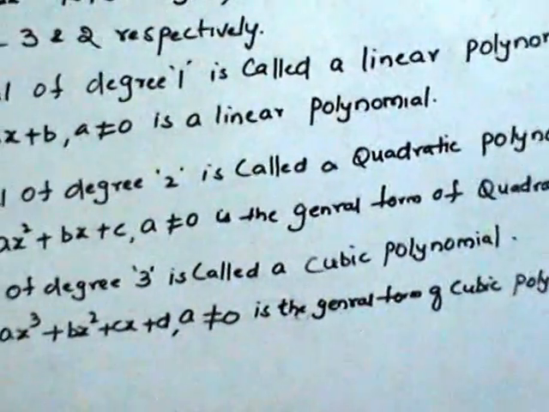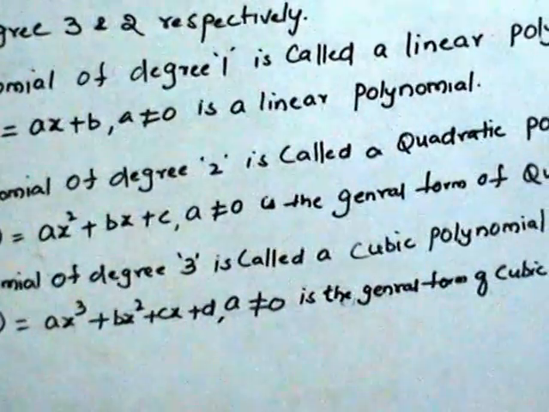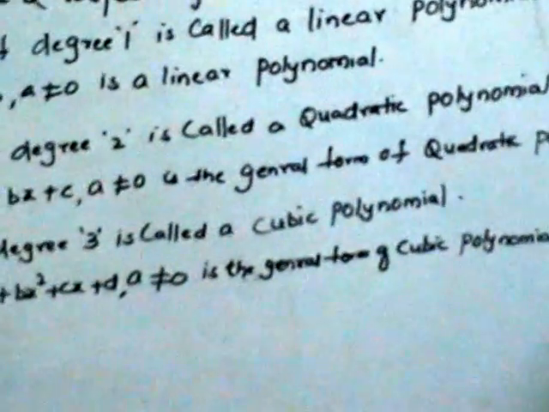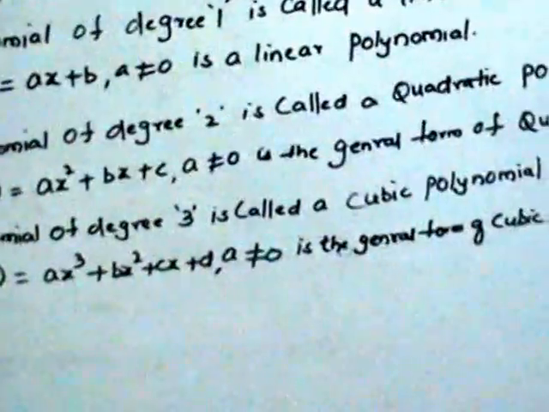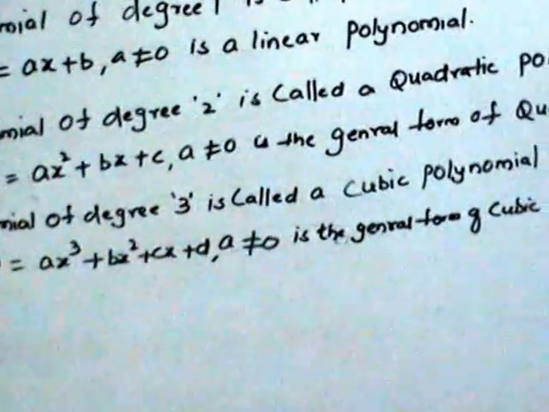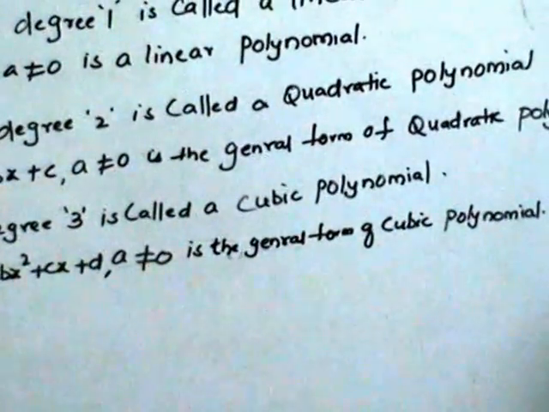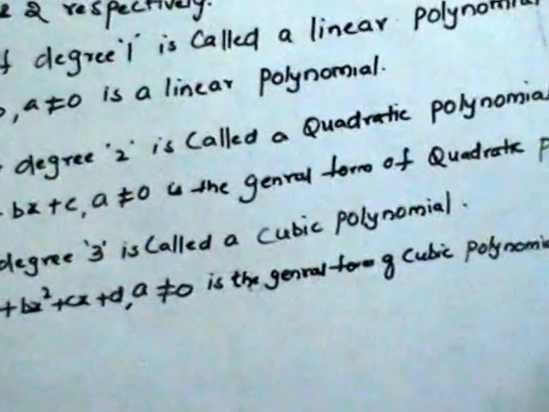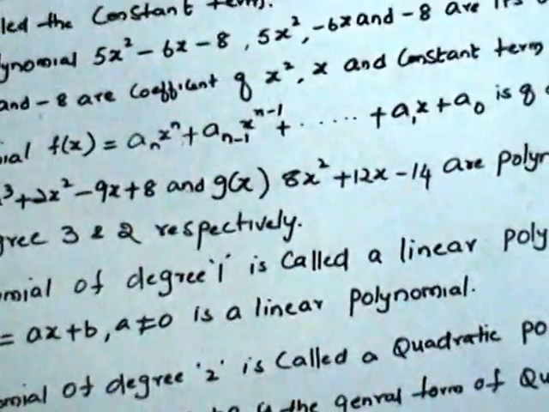Example, f(x) = ax² + bx + c, where a is not equal to 0, is the general form of a quadratic polynomial. A polynomial of degree 3 is called a cubic polynomial. Example, f(x) = ax³ + bx² + cx + d, where a is not equal to 0, is the general form of a cubic polynomial. Let us solve some examples using the following identities.